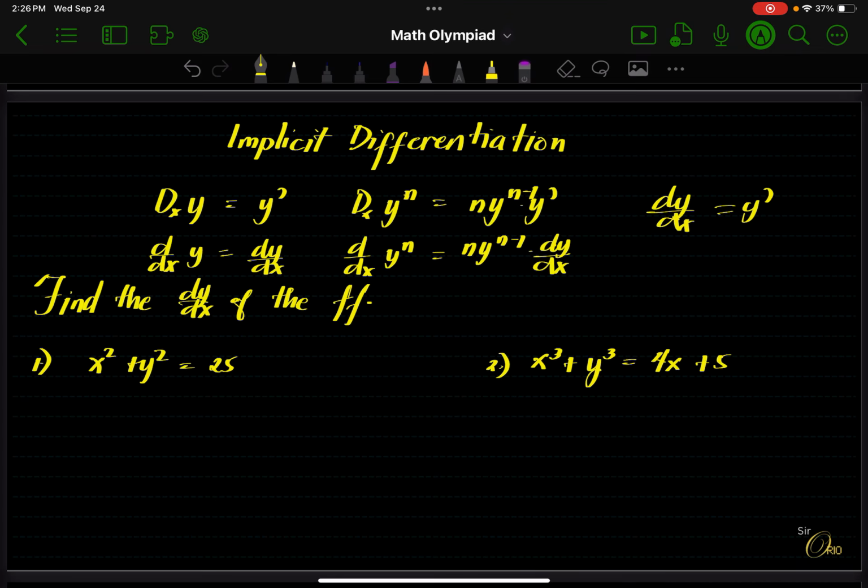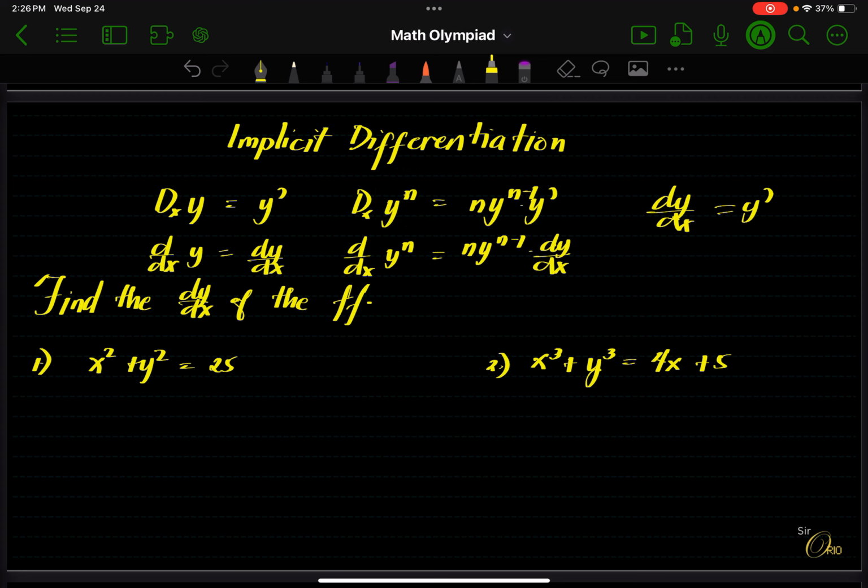Hi everyone, how to solve this implicit differentiation. Okay, so the derivative of y is equal to y prime. But how are you going to find the derivative of y raised to n? Finding the derivative of y raised to n is the same as finding derivatives using the chain rule. Okay, n y raised to n minus 1, then the derivative of y. So the derivative of y raised to n times the derivative of y.